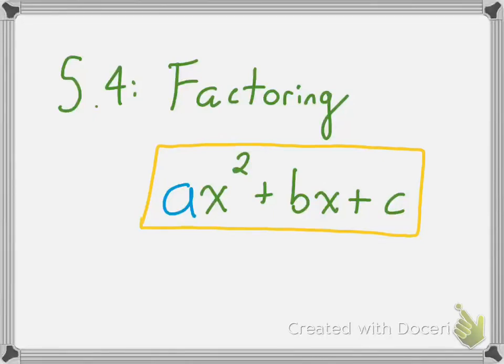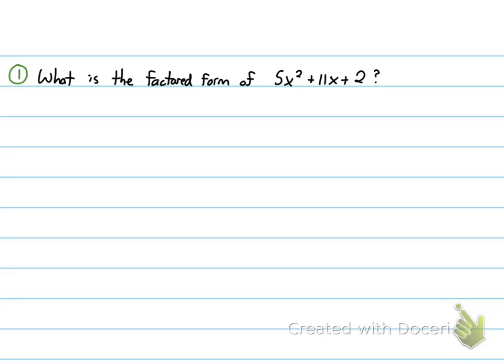In section 5.4, we're still going to be factoring, but now we're going to look at situations where your a value is something other than 1. This really is going to be the same process. There's just going to be one extra step that we're going to do at the end. So I want to know, what is the factored form of 5x squared plus 11x plus 2?